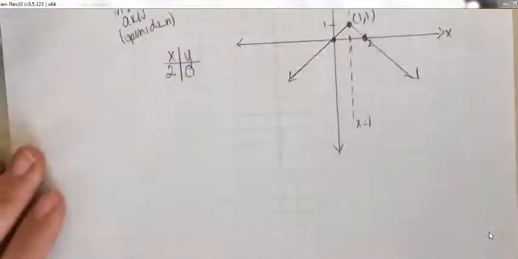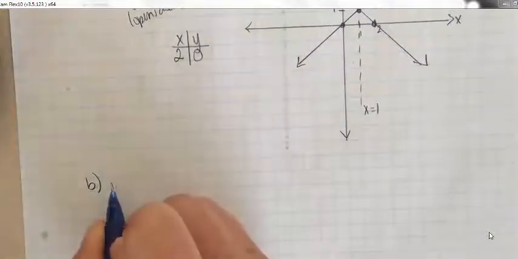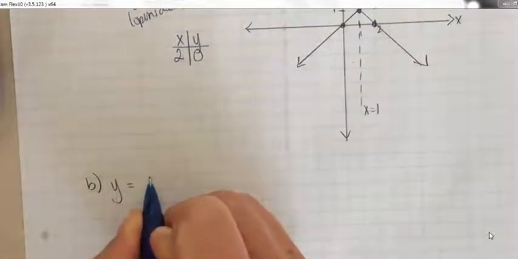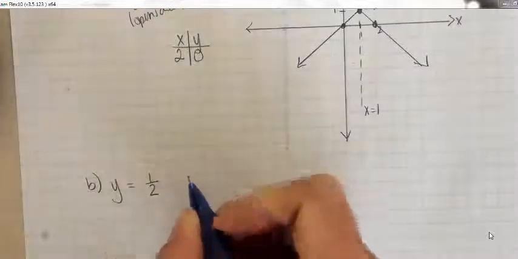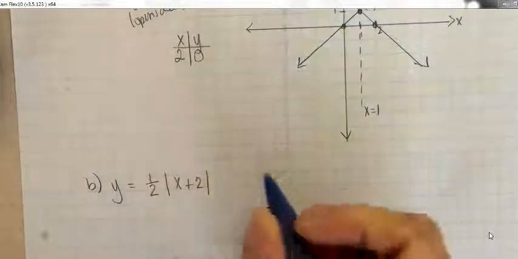Okay, let's do the second one. So y equals 1/2 times absolute value of x plus 2, minus 3.